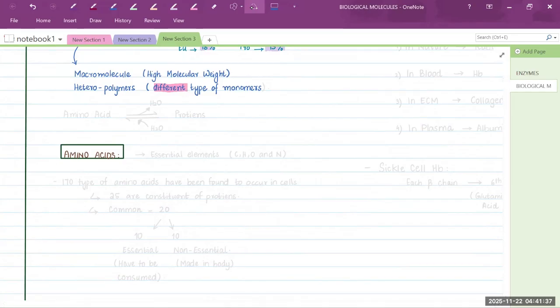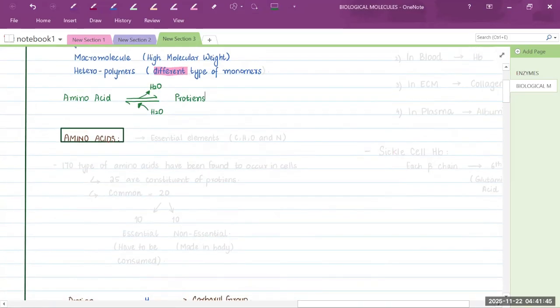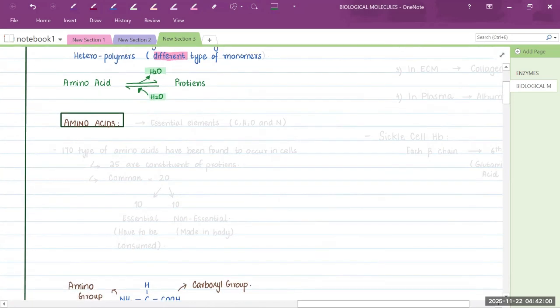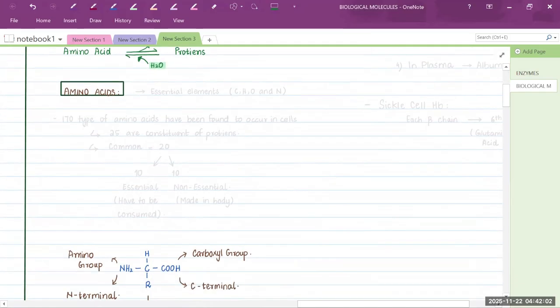Okay, so what happens is we have amino acids. As we did earlier with condensation and hydrolysis, if we remove a water molecule, they will turn into proteins. This is condensation, also known as dehydration synthesis. And if we add a water molecule, that is hydrolysis, the proteins will get converted to amino acids once again.